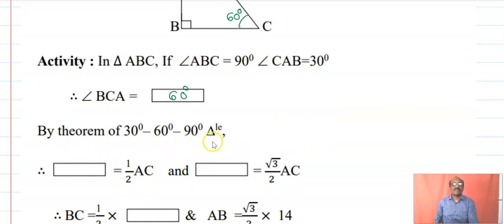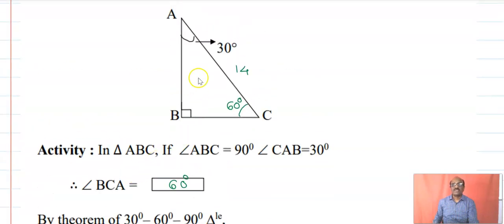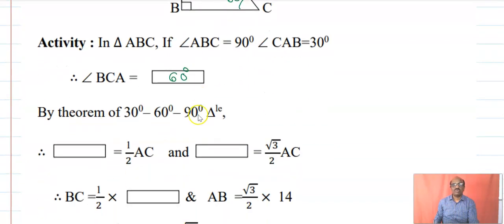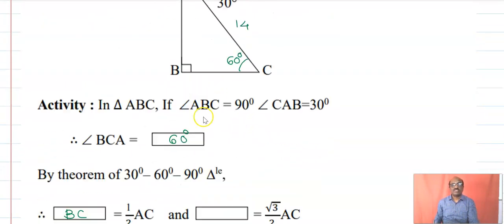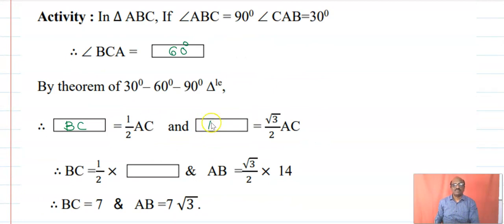Okay, triangle. Then what is here? It is 1 upon 2 AC, the side opposite 30. That is BC is equals to 1 upon 2 AC. Therefore, I will write here BC is equals to 1 upon 2 AC. And opposite 60, here is AB. AB is equals to root 3 by 2 AC.